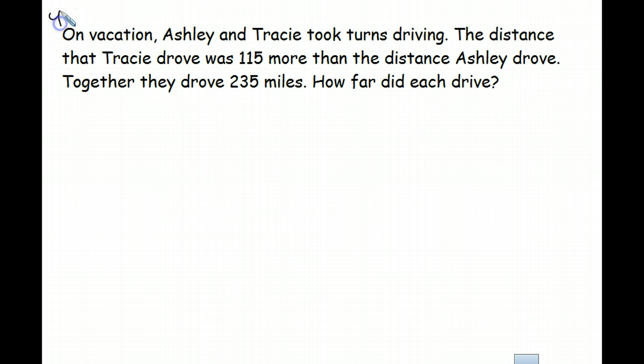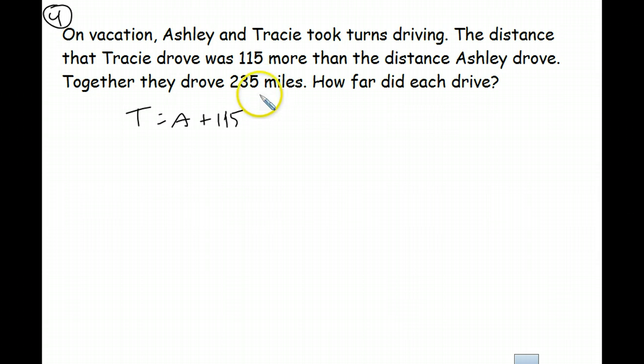I didn't number it, but this is number 4. On vacation, Ashley and Tracy took turns driving. The distance that Tracy drove was 115 miles more than the distance that Ashley drove. So Tracy drove the amount of Ashley's. Oops, not equals, should be plus. Ashley plus 115, because she drove 115 miles more.